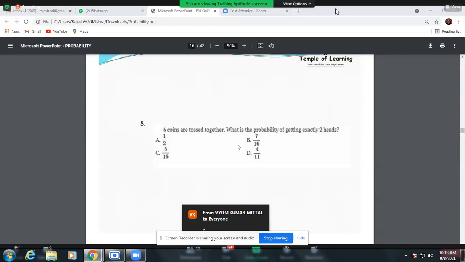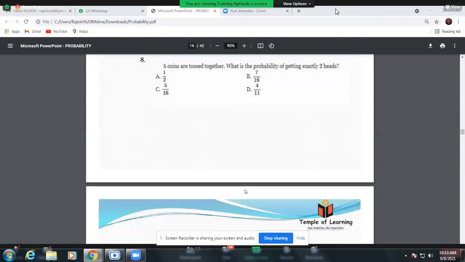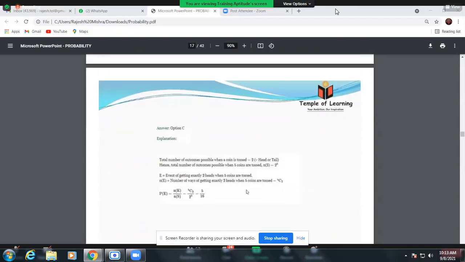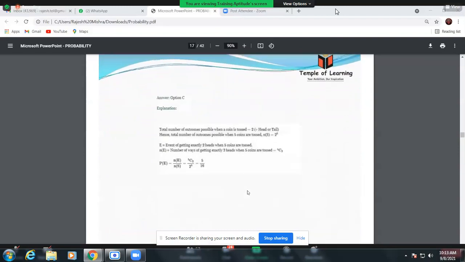All right. Students, what is the total number of outcomes here? I've got 5 coins. Each coin, head or tail. So 2 into 2 into 2 into 2, I do 5 times. 32. That's nothing but 2 to the power 5. And getting exactly 2 heads, so 5C2. 2 heads when 5 coins are tossed.